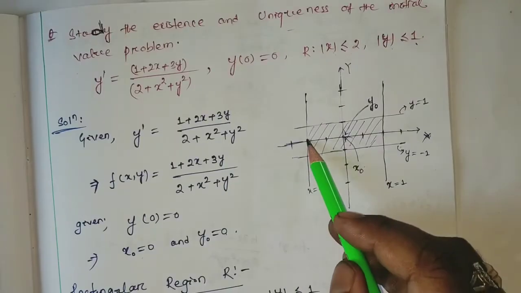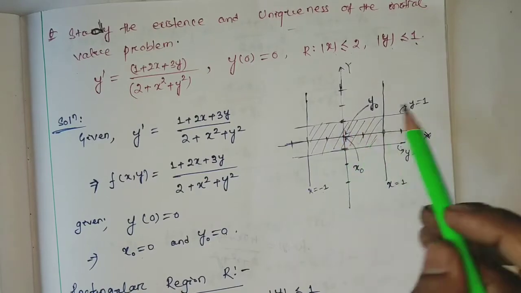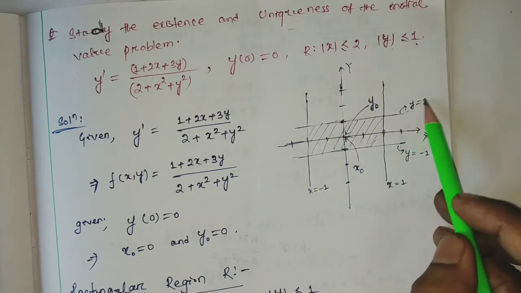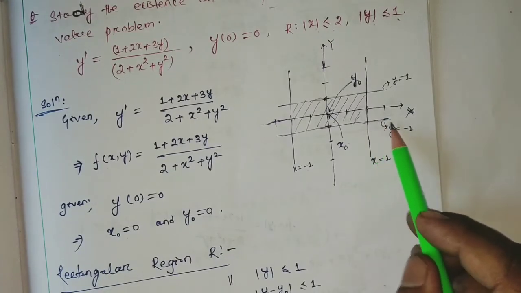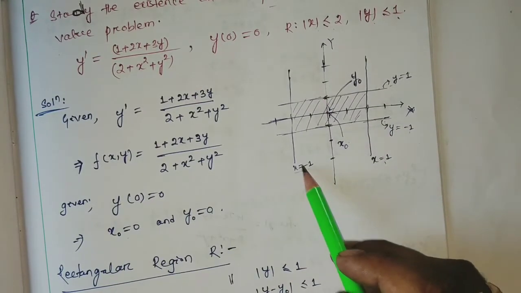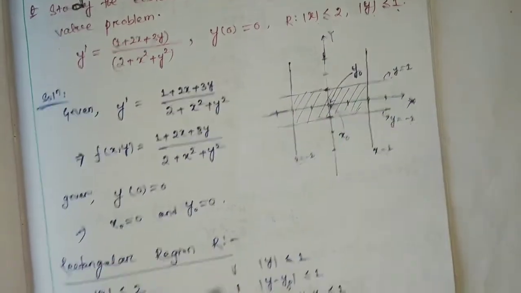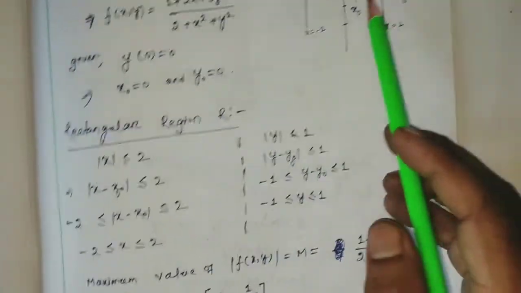So this will be minus 2 to 2, the x range, and the y range is minus 1 to 1, and this line is nothing but y equal to 1. This line is y equal to minus 1. This line x equal to 2, x equal to minus 2. So this region is enclosed by these four lines, here it is represented.